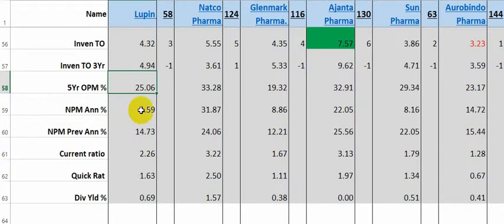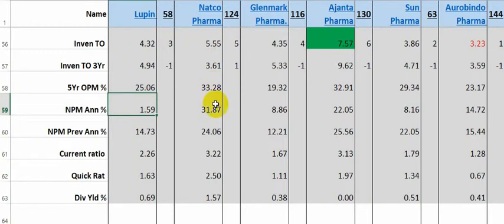Lupin's net profit margin for the latest year was just 1.59%, which is due to some asset write-off or some similar one-off write-off, because of which the profit had fallen substantially from a year ago. So in the latest year, that is 2018, it managed to earn just 1.59%, whereas in the previous year it had earned a 14% NPM.